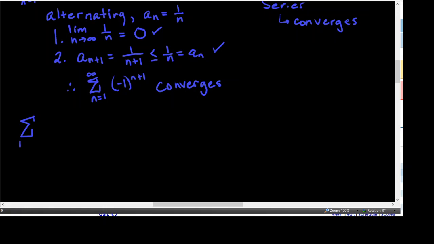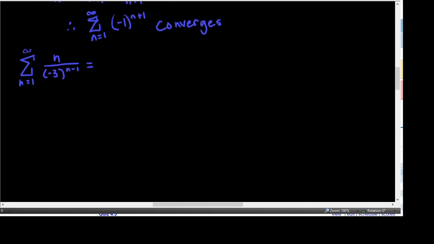Let's see, n equals 1 to infinity, n over negative 3 to the n minus 1. So again, it's not a bad idea, at least at first, for you to do some substitutions and get a feel for what you're dealing with and if it really is alternating or not. So putting in 1, I'm going to get 1. And then 1 minus 1 is 0. Negative 3 to the 0 is 1.